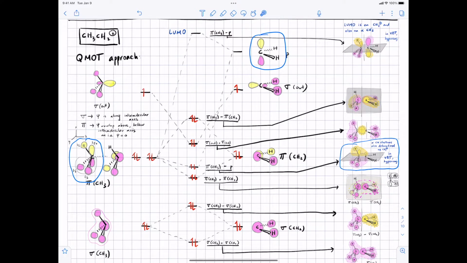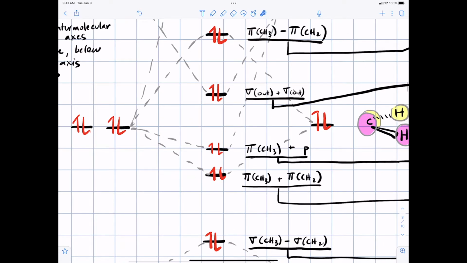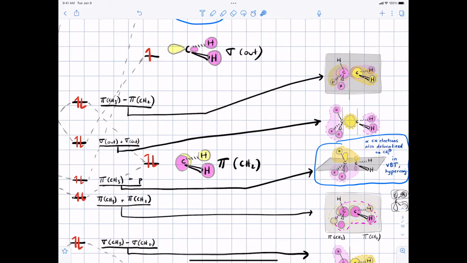Yeah? So I'm looking at your organization of orbitals. Is the sigma out combination higher in energy than the pi CH3 plus p because of the increased number of nodes, even though the sigma out seems bigger, like it's got more space that it covers? Right. So the question is, what do you make of this? Because this looks mostly like a carbon-carbon sigma bond, and this is starting to look like something like a pi bond. And wouldn't you expect this one to be lower in energy than that?